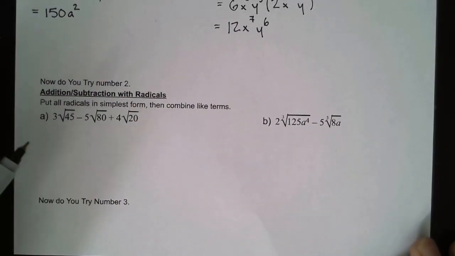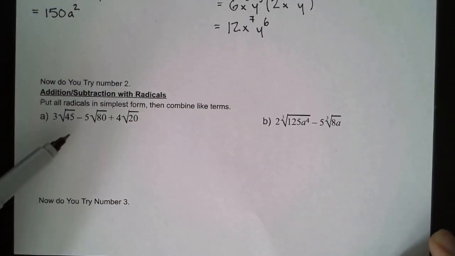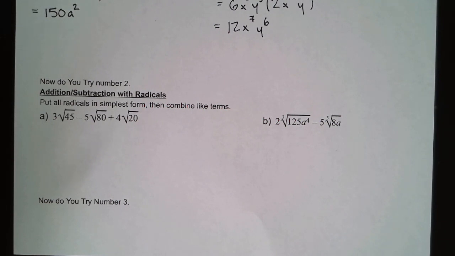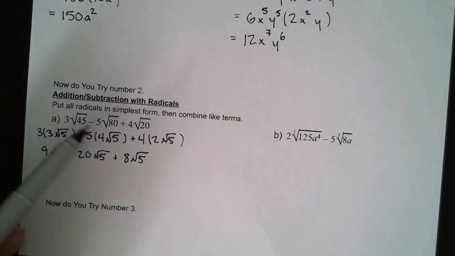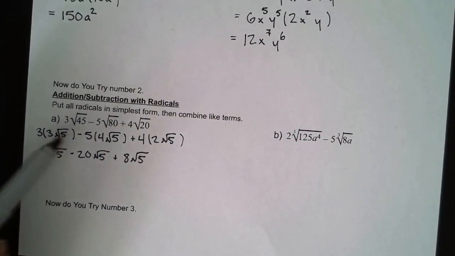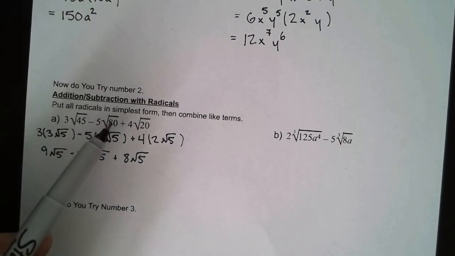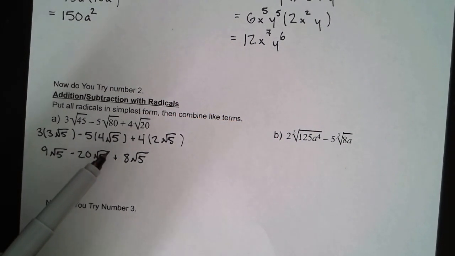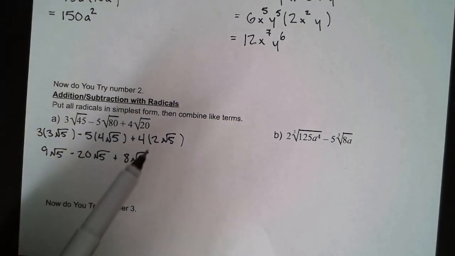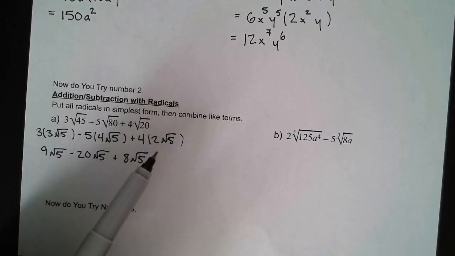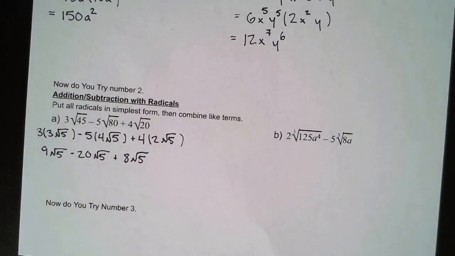I'm going to go ahead and simplify these radicals right now. So for 45, we can pull out a 3. There's a 9 in there that we can square root, and we're left with 5. For 80, we pull out a 4. There's a 16 in there that we can square root and get 4. And for 20, you can pull out a 2. There's a 4 in there that we can square root and get 2.